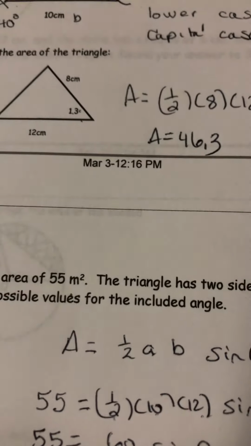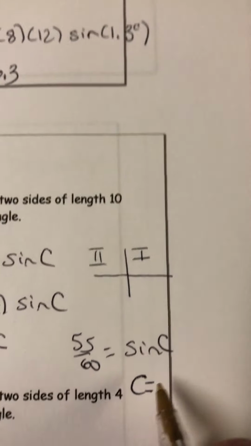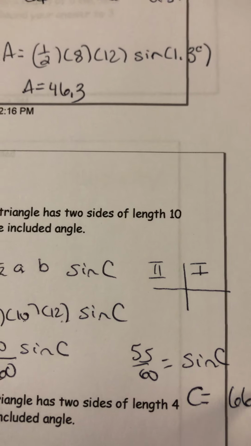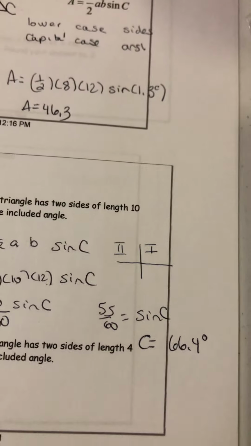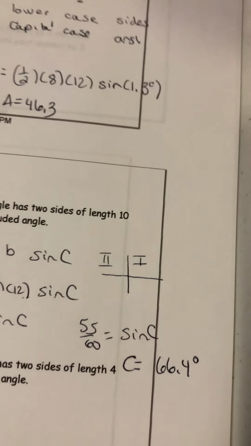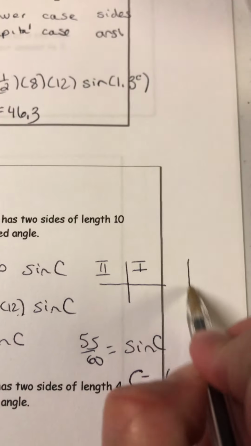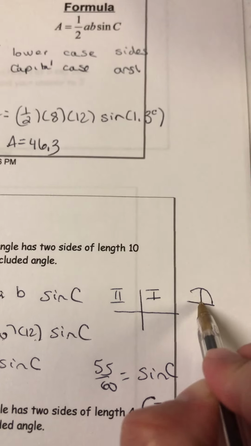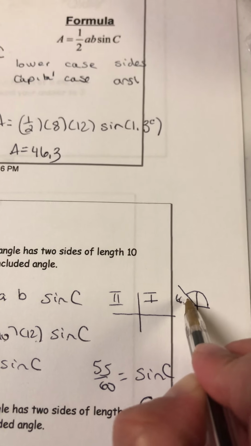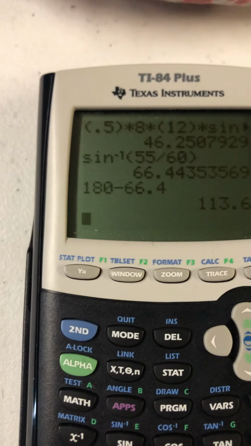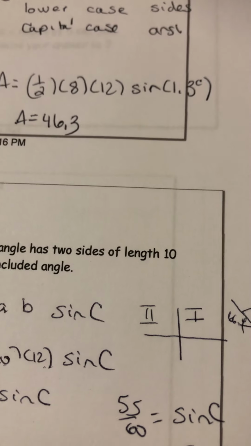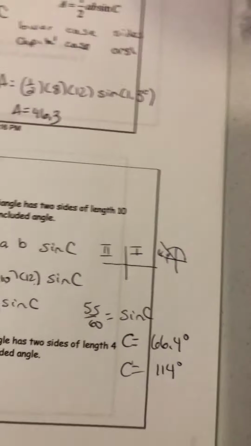Okay, wonderful. So one possible answer for angle C is 66.4 degrees. That takes care of my quadrant 1, as expected. But sine's also positive in quadrant 2, so to find the quadrant 2 angle, if you recall, we draw and label the reference angle 66.4 and do some arithmetic. 180 degrees minus 66.4, 113.6, but 3 sig figs would have been 114 degrees, which is fine.